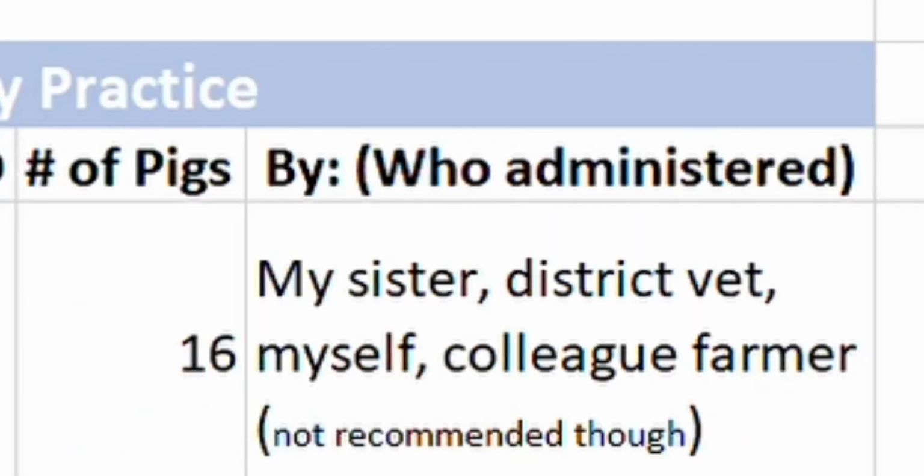The by who here, sometimes, for instance, I asked them to go and do it on my behalf. So I can do it myself, or my sister will go and do it on my behalf, and then the district veterinary officer can also go and do it on my behalf. But you can also let a fellow farmer who is close to you go and do it if you trust the person well. But this is not always recommended.